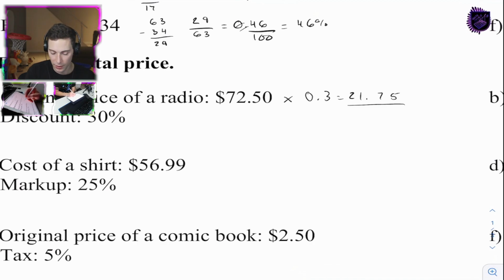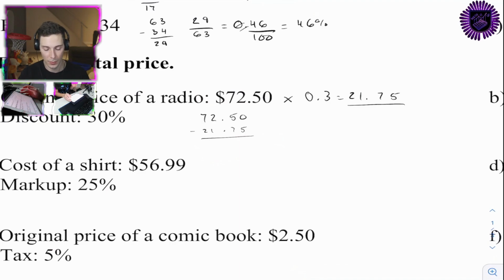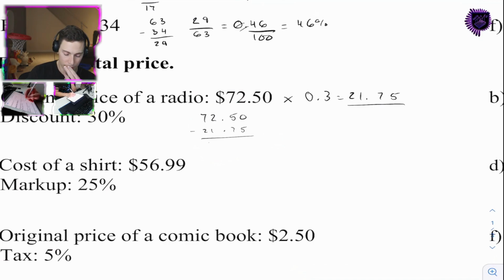And then we'll go 72.50 minus 21.75, and our final price of our radio is going to be 72.50, take away 20 is 52.50, take away 1 is 51.50, and then take away 75 from 50. Leaves a quarter below 50, 50.75. Okay.